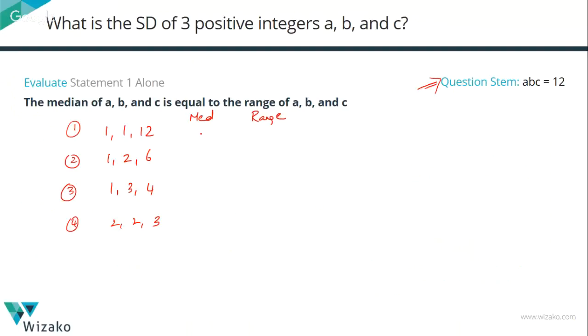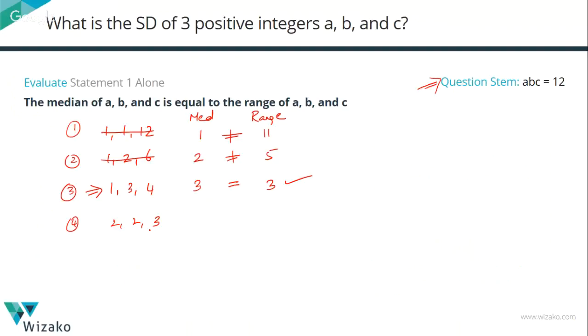The median in this case is 1. Range is equal to 11. Is the median equal to the range? It is not equal. So this is not what we are talking about. 1, 2, and 6. Median is equal to 2. The range is equal to 5. Is the median equal to the range? No. This is not what we are talking about. Next one. The median is 3. The range is 4 minus 1, which is also equal to 3. So this is definitely a case we are talking about, a possible set of numbers.